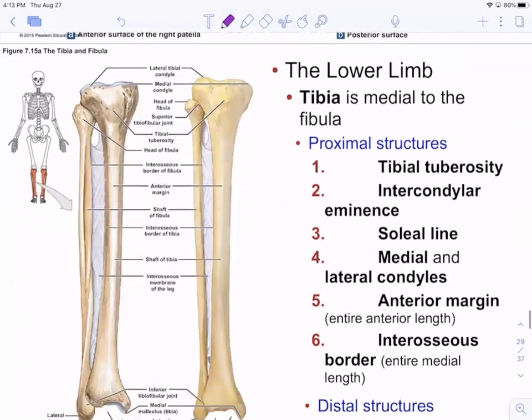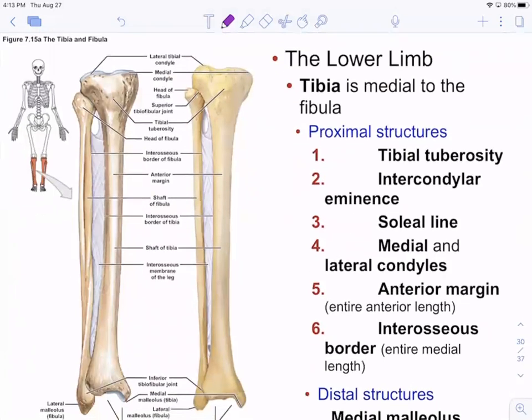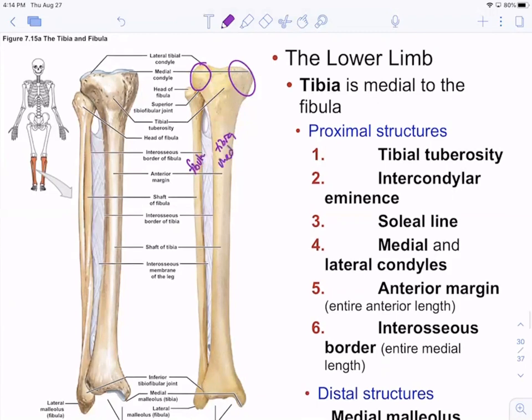Tibia bears all your weight. The condyles of the proximal tibia articulate with the distal condyles of the femur. And so to orientate this bone, again, tibia is always, and this is the fibula. There's no tibula, it's a fibula and a tibia. Tibia is medial, and the fibula is lateral.